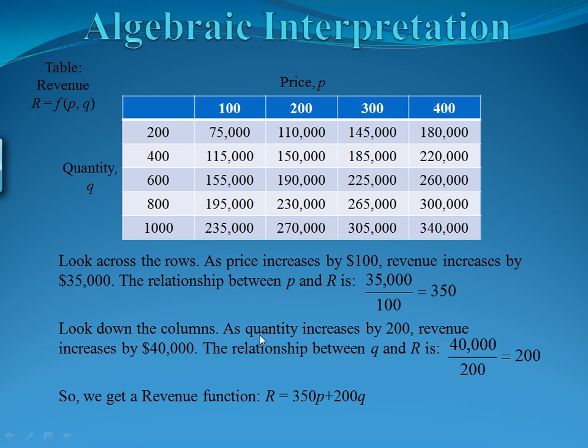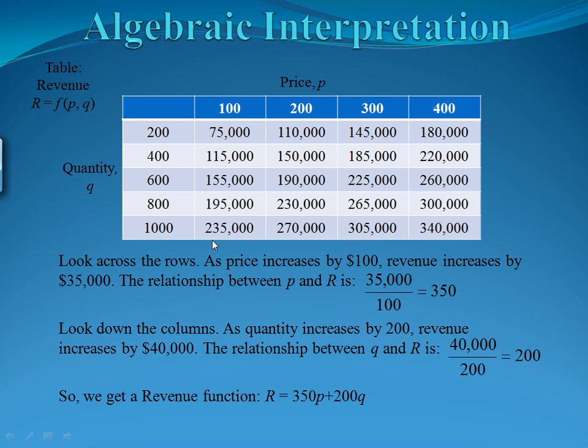We can do the same thing for quantity. We want to look at how much the quantity is changing and how much the revenue is changing and look at that relationship. So we're going to do again the change in revenue over change in quantity. So to go from 75,000 to 115,000, that's going to be a change of 40,000 divided by 200 to 400, which is 200. And we can do this between any 2 points in this row, or in this column, excuse me.